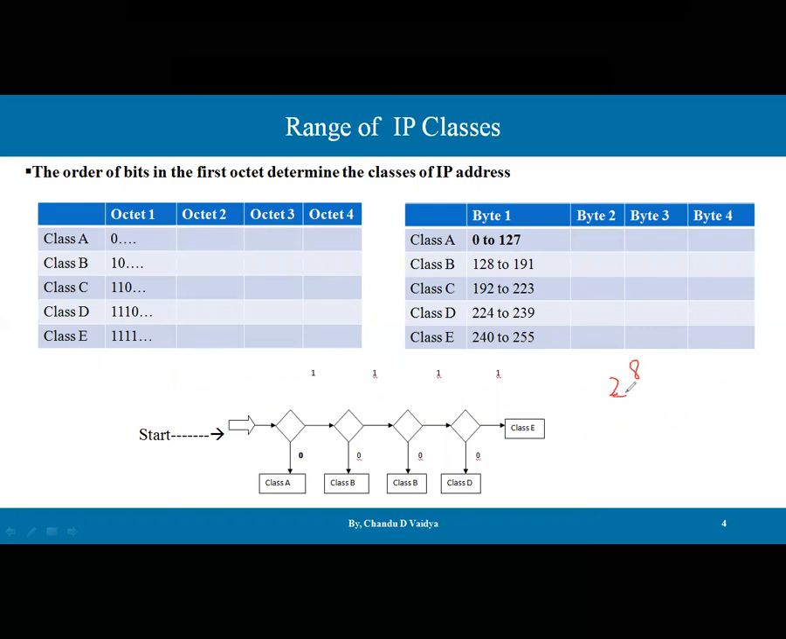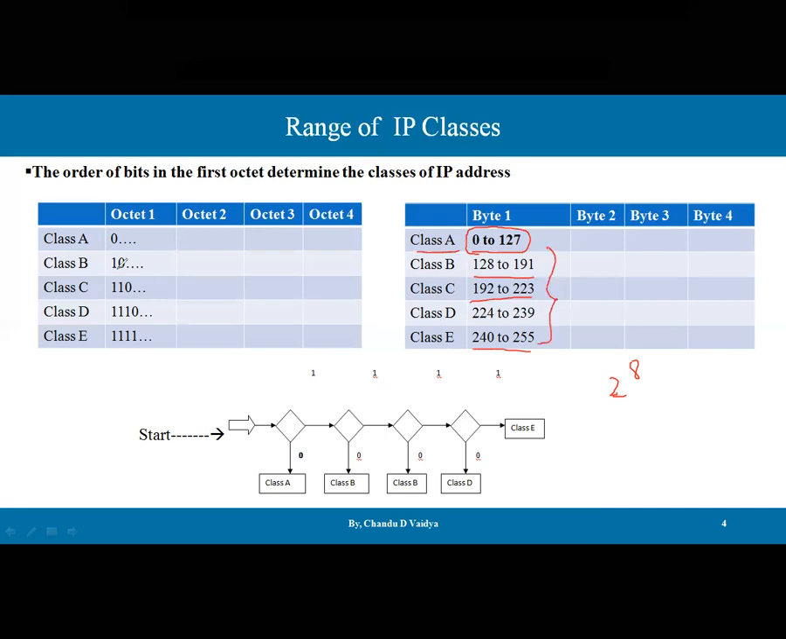So if 2 to the power 8 is available, then on this basis what ranges do we have? The range of class A is 0 to 127. If we have a number in decimal from 0 to 127, then that belongs to class A. If you have 128 to 191, it belongs to class B. 192 to 223 belongs to class C. The range of class D is 224 to 239 and the range of class E is 240 to 255. This is the range of the IP address classes.